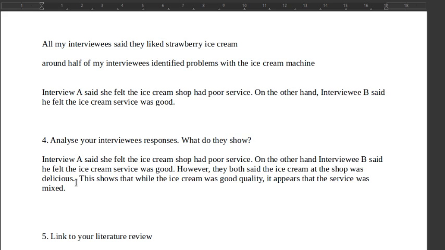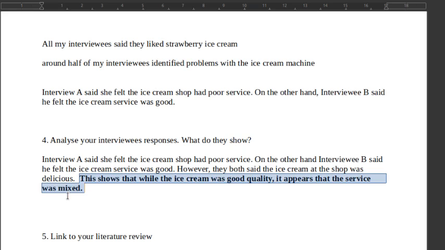Okay, so we've got 3 things here. They both say it's delicious, but A says it's bad service and B says it's good service. So we might analyze that and say, this shows that while the ice cream was good quality, it appears that the service was mixed in quality. Okay, so this is analyzing those responses. We're not just saying what they said. We're saying what they said, and what does it show?